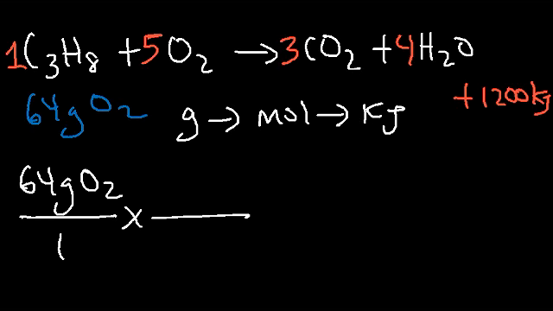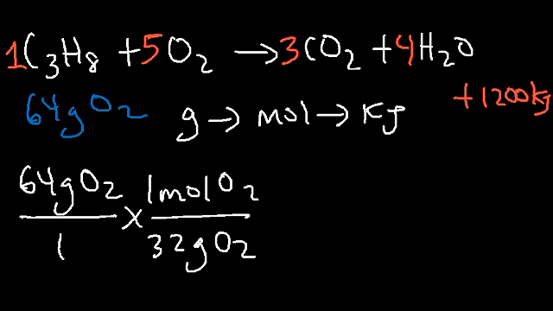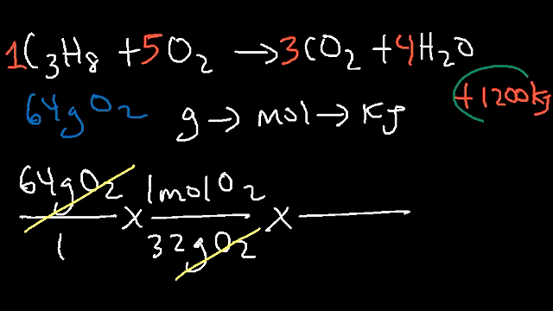Anytime you want to go from grams to moles, you need to use the molar mass found in the periodic table. The atomic mass for oxygen is 16. So for O2, 16 times 2 is 32. So there's 32 grams of O2 per 1 mole of O2. And so as we can see, the units grams of O2 cancel. Now you need to understand what this number means.